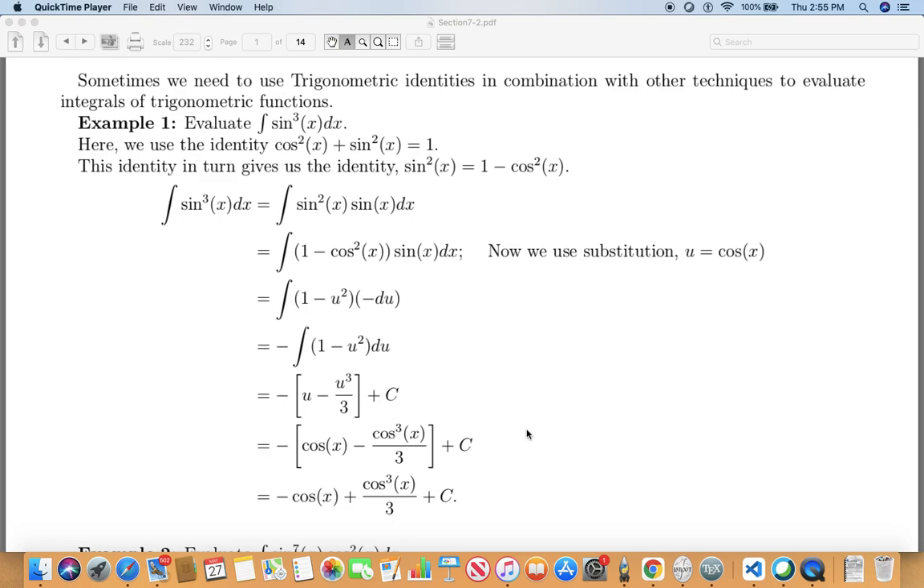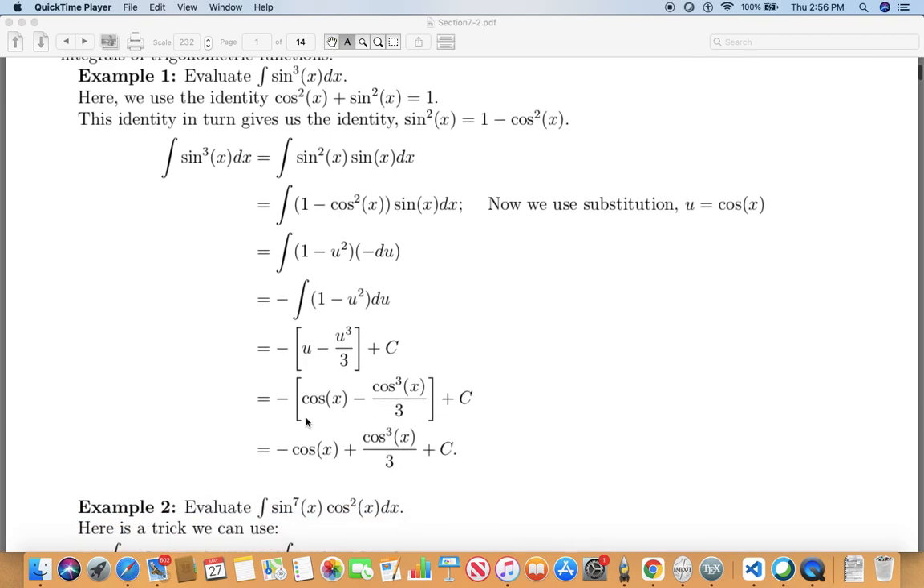Negative u being cosine x: negative cosine x minus cosine cubed x over 3 plus constant of integration. Negative cosine x, positive cosine cubed x over 3 plus constant of integration. Alright, so that's the integral of sine cubed x. So remember, when you have an odd power of sine, you take one of the sines away to get your du. The even power of sine, you can replace it by an expression of cosine.